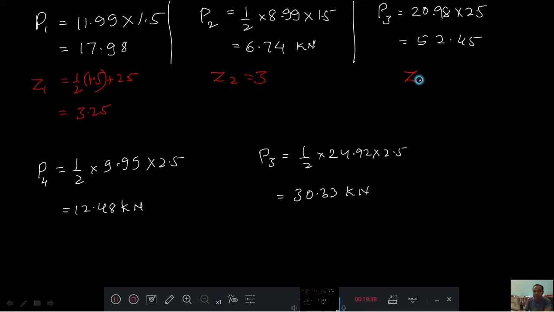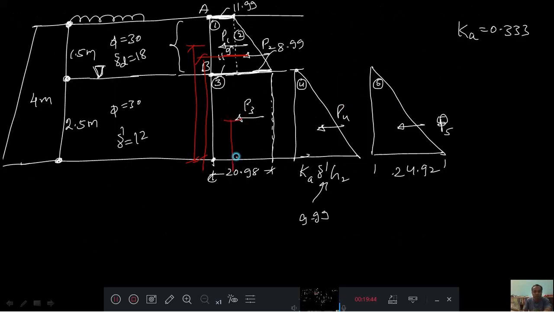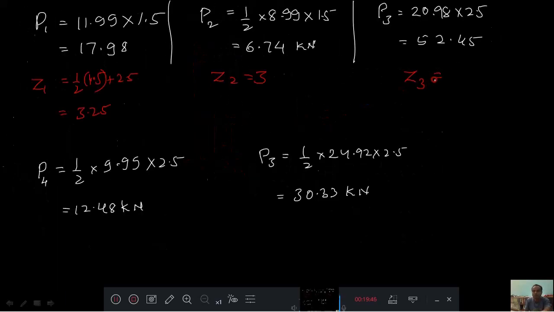Then the Z3 value will be from this height to this height, that is 2.5 divided by 2, 1.25. Then this one will be 1/3 of 2.5. Z4 will be one third of 2.5, 0.833, and Z5 is also 0.833.